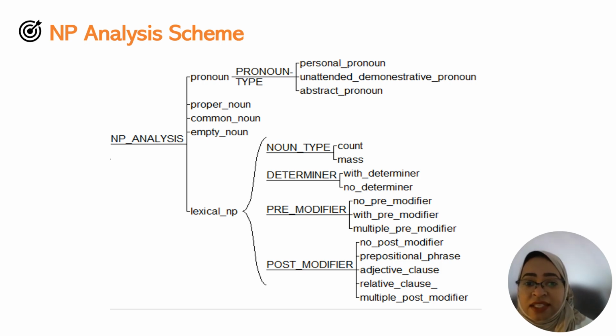The noun phrase analysis scheme lines up with the subject theme scheme, allowing for mapping of semantic categories. It categorizes a noun phrase based on its form and components, including head nouns, pronouns, proper nouns, common nouns, and empty nouns, as well as the lexical noun phrase with or without determiners and with or without modifiers as well.